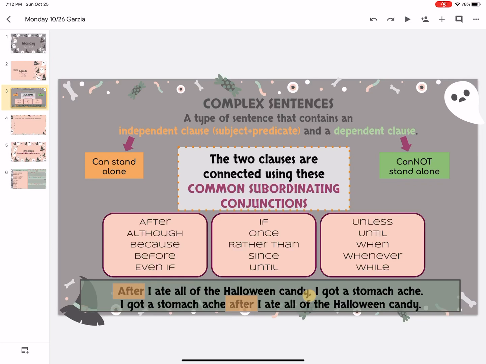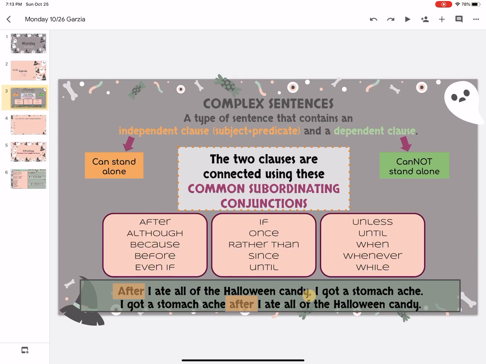Okay, so examples. After I ate all the Halloween candy, I got a stomach ache. Now I want you to notice I'm using our subordinating conjunction at the beginning of the sentence. So that means that after that dependent clause, I need to have a comma. The comma gives some extra support in the middle that we need. Comma, I got a stomach ache. Now if we read just the first part by itself, after I ate all the Halloween candy, and it just stopped right there, you'd be like, okay, Mrs. Garza, after you ate all the Halloween candy, what?